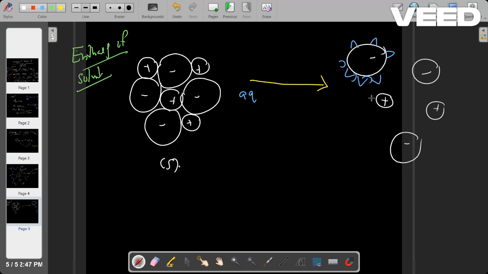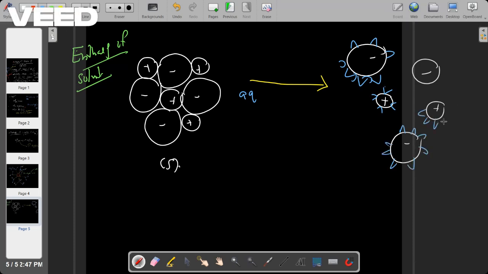In enthalpy of solution, now again these water molecules are surrounding it, the other way around. Oxygen to the side of the cations, hydrogen to the side of the anions, just like this, they are getting surrounded. Now for this to happen, first of all, you should be able to break the solid.